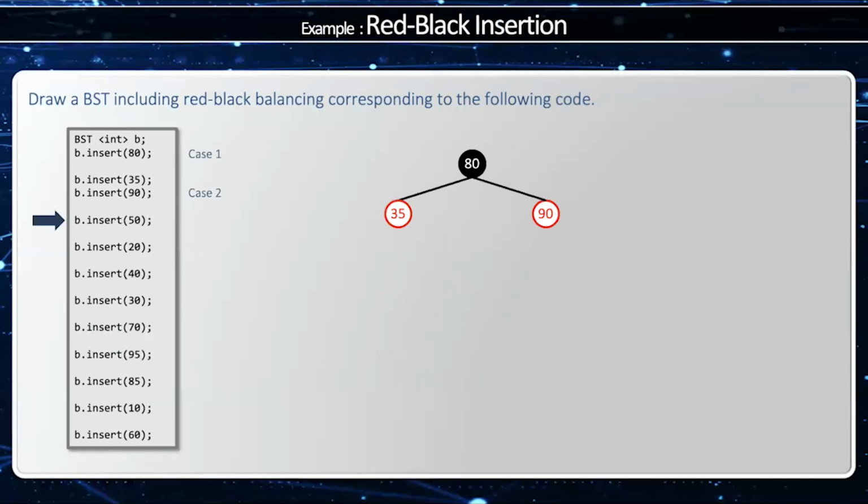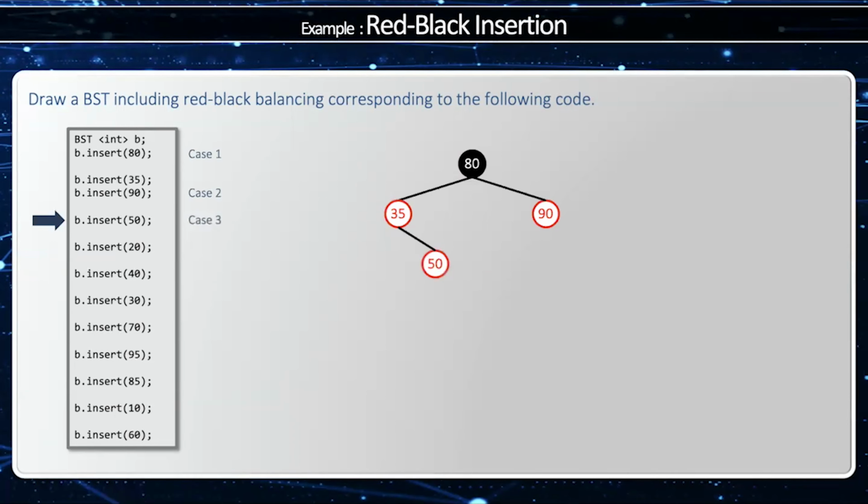Now we're going to insert 50. 50 is less than 80 and greater than 35, so it goes to the right of 35. We always insert as red. Now notice my parent is red, so we have a problem. But since my parent is red and my aunt is red and my grandma is black, this is case 3, which means my parent and aunt become black.